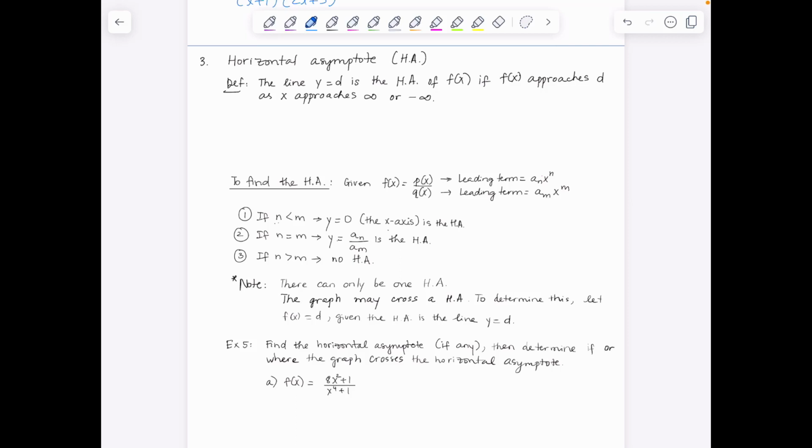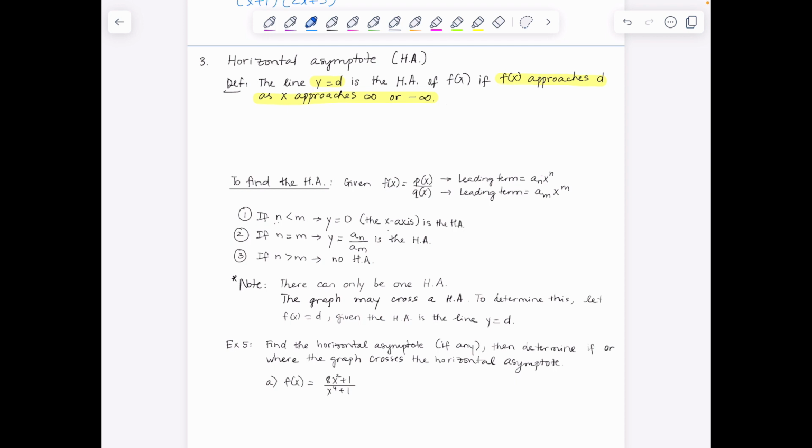In this video, we are going to talk about a second type of asymptote, the horizontal asymptote. Keep in mind that the equation of any horizontal line is always in the form y is equal to a constant. So the line y is equal to d, where d is a constant, is the horizontal asymptote of f of x if f of x approaches d as x approaches infinity or negative infinity.